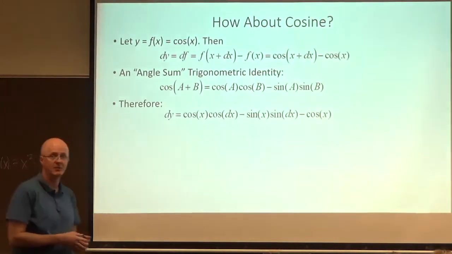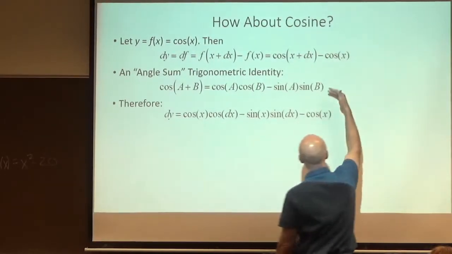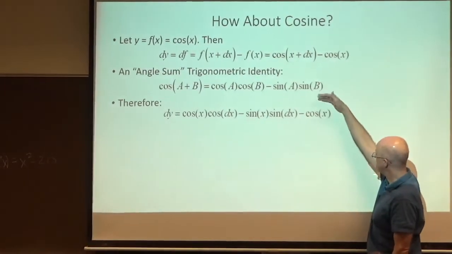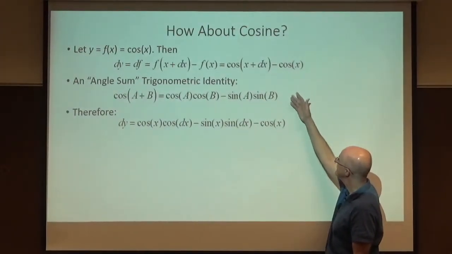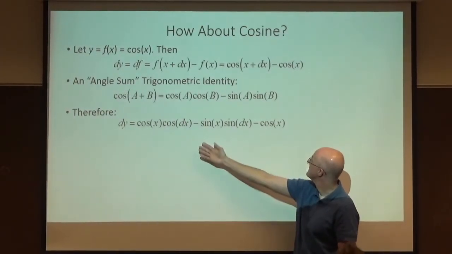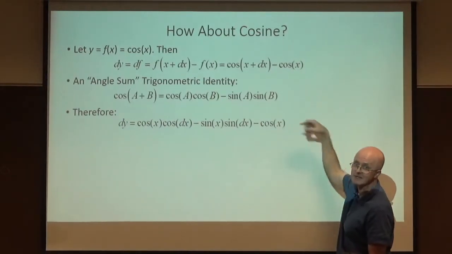So go ahead and make the replacement again. Use this identity with A being replaced by x and B being replaced by dx. And you get this. Don't forget the minus cosine at the end.